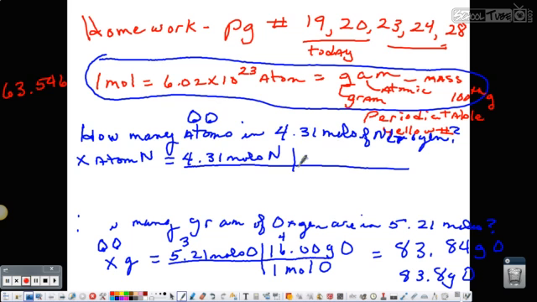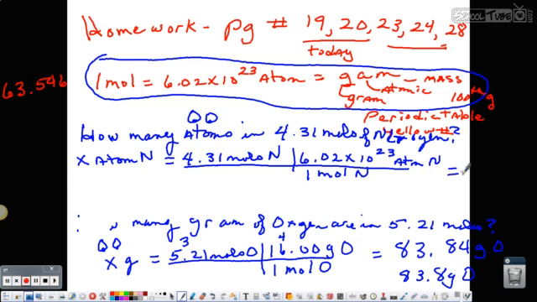Now look at my equality, my factor that I have up here. What do I need to get rid of? Moles. What's the number that goes with moles? 1. 1 mole nitrogen. Now which one of the numbers is going to give me atoms? 6.02 times 10 to the 23rd atoms nitrogen. And ATM is an abbreviation for atoms.